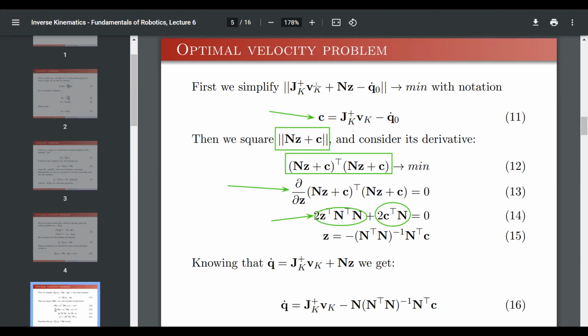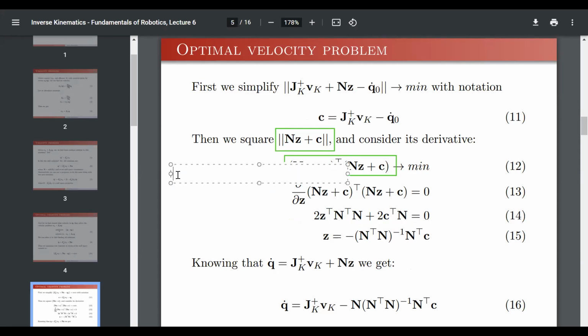Why is the minimum the same for matrix A and A transpose times A? I don't get the question. Why is the minimum this? I meant the line when we consider Nz plus c and then go from it to the next one, here. Okay, so that is actually relatively simple. Let me just justify it in a second.